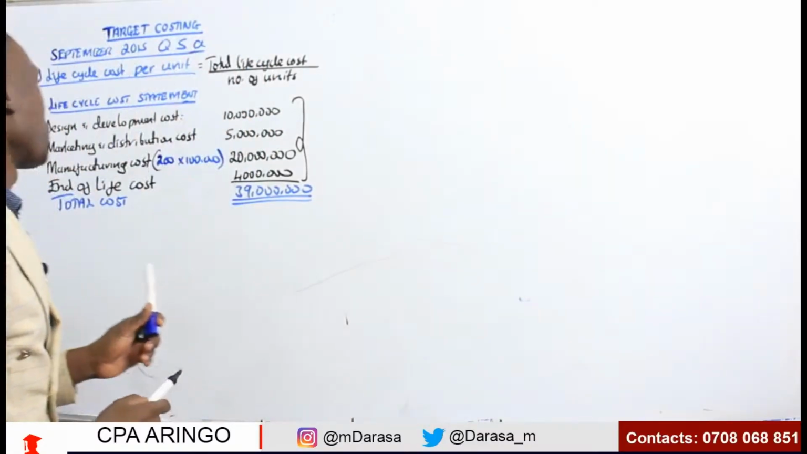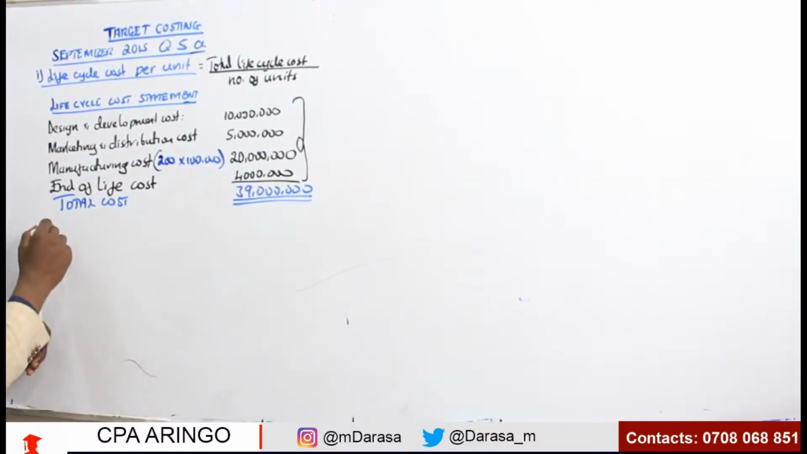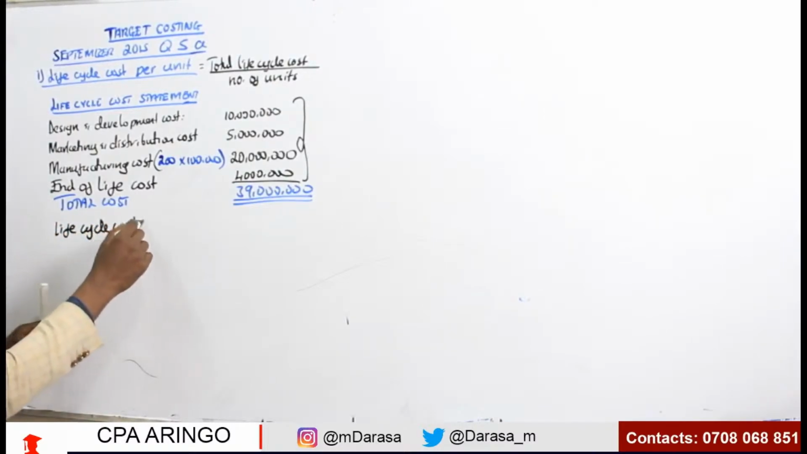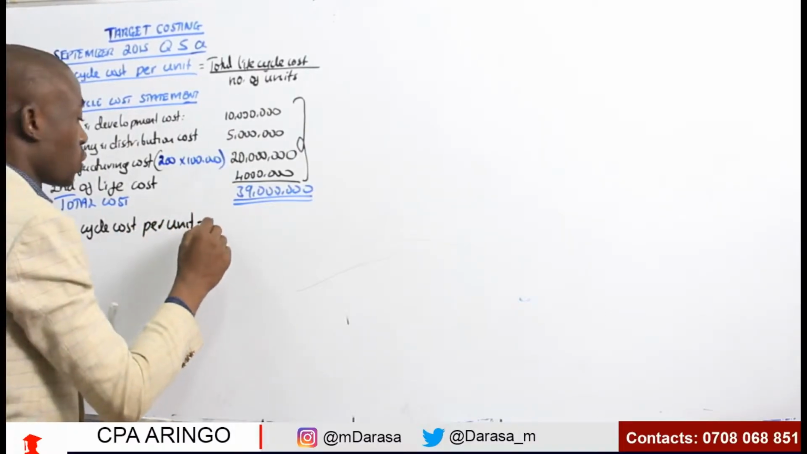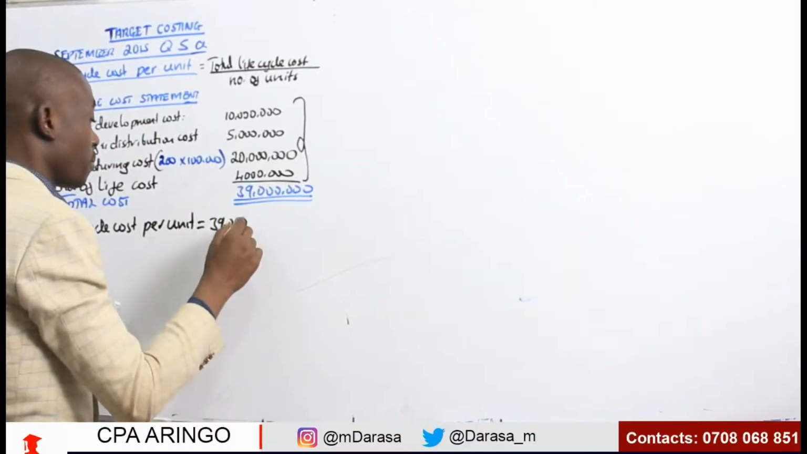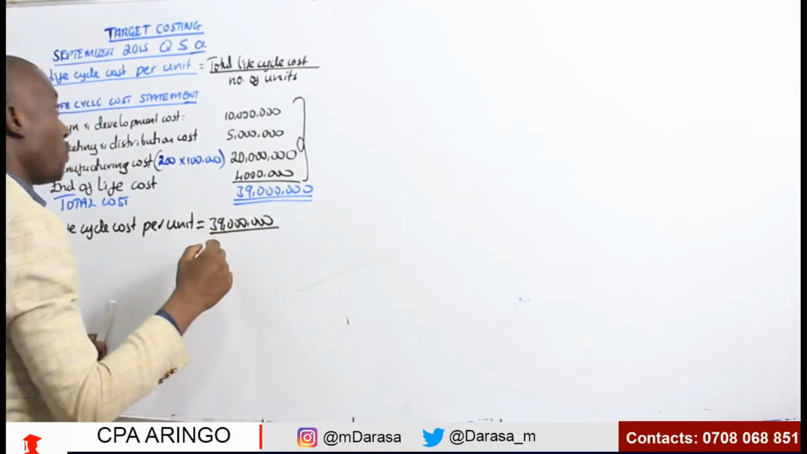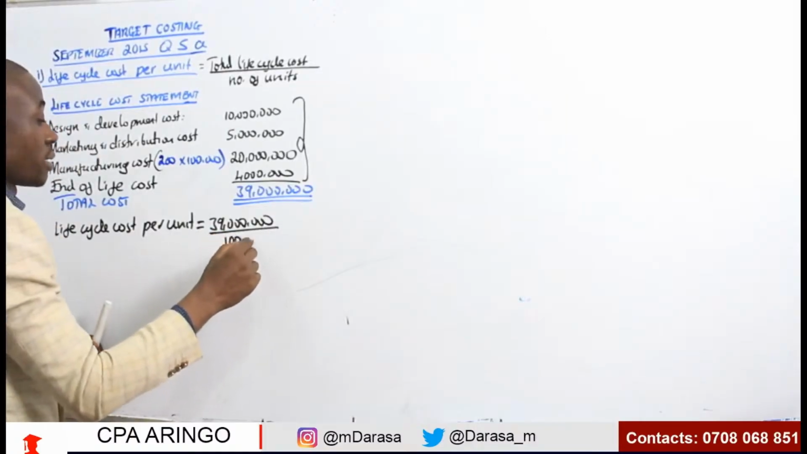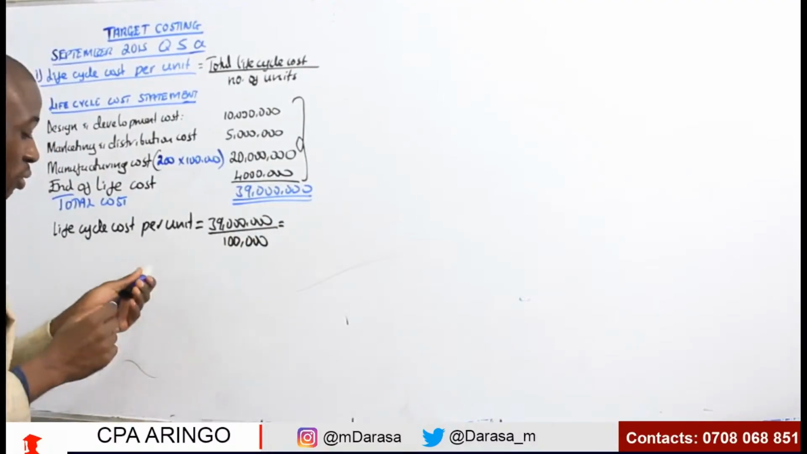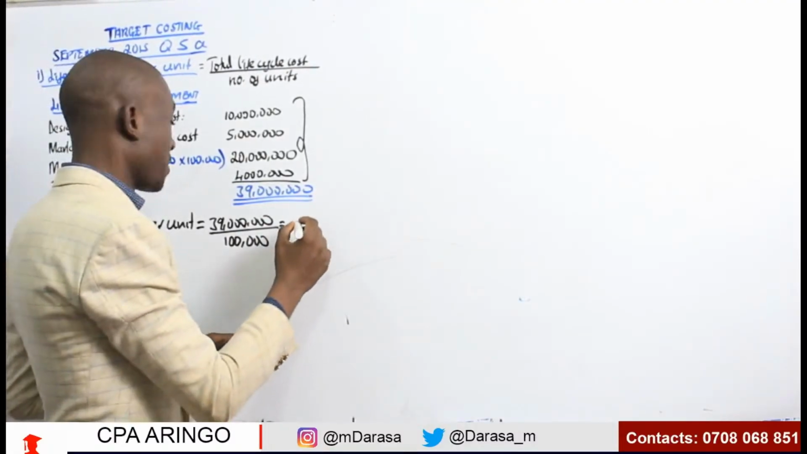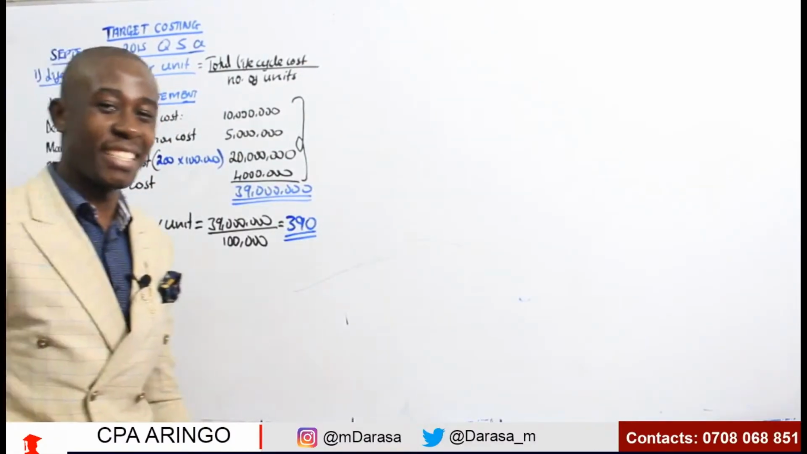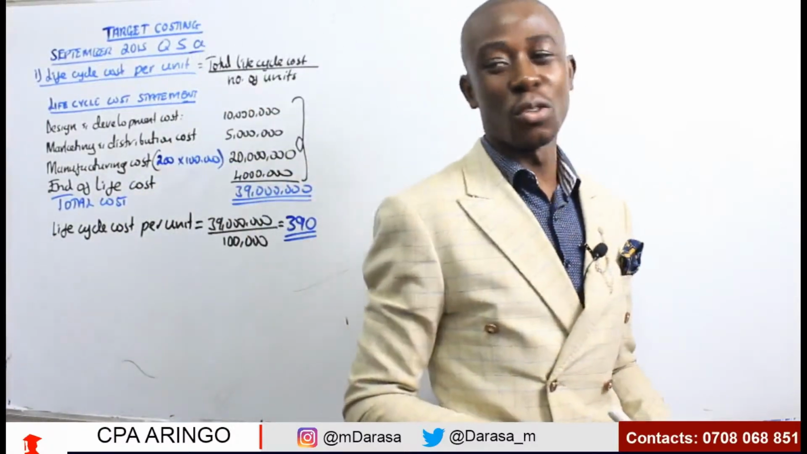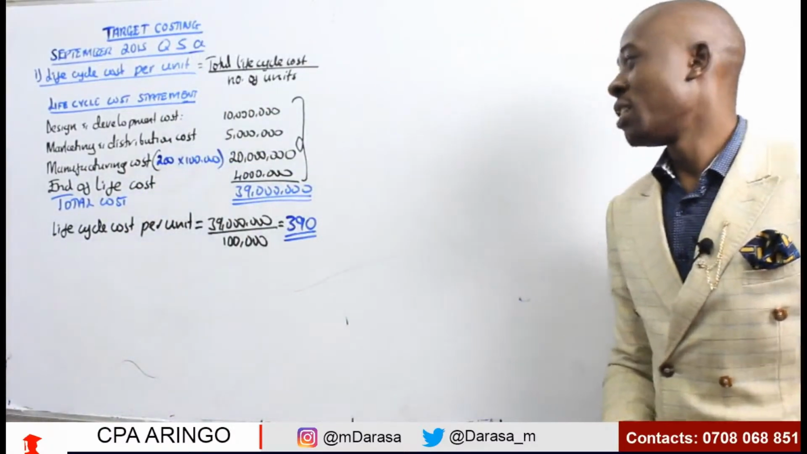The examiner wants us to determine the life cycle cost per unit. For my life cycle cost per unit, we take our total cost, which is 39 million, and divide by the number of units given. You are given 100,000 units. So how much is our life cycle cost per unit? It is 390. And that is what you are required to do. So this was the first part.